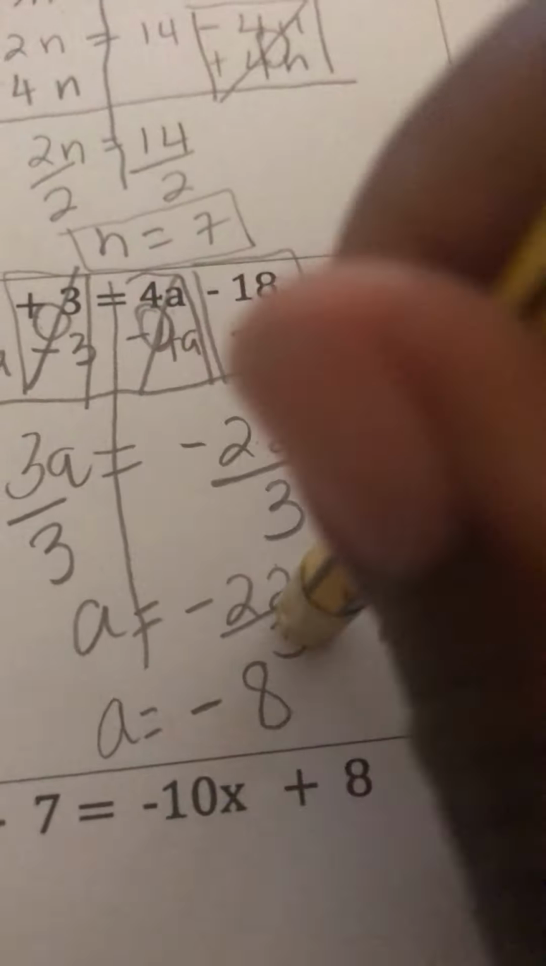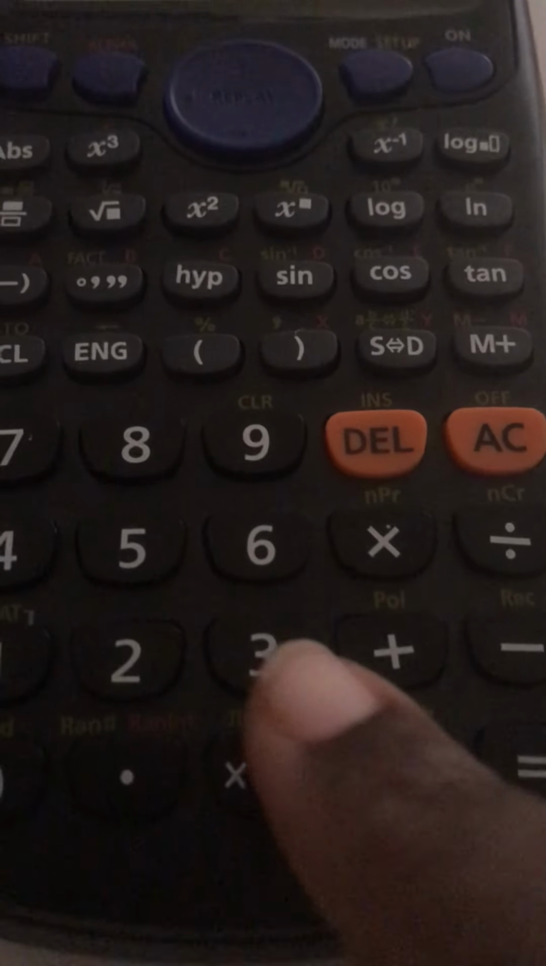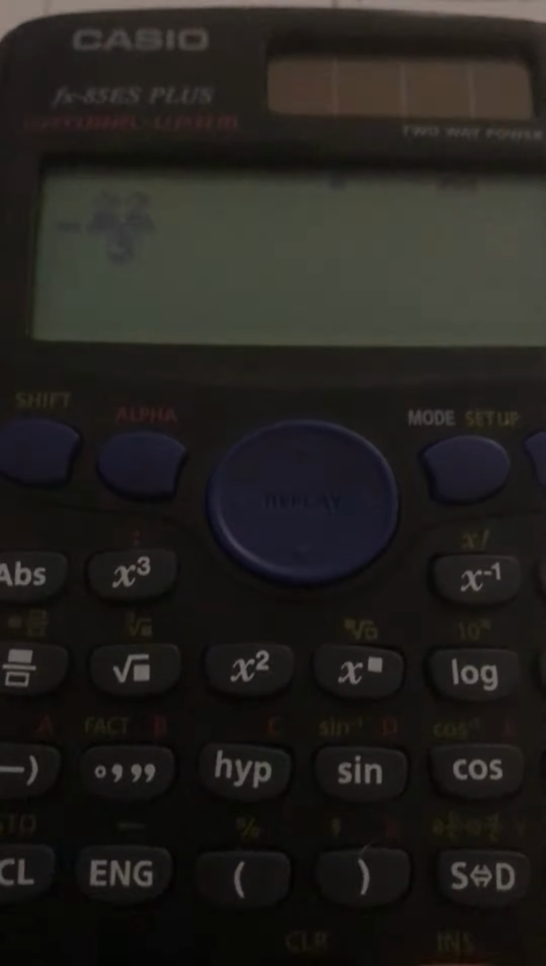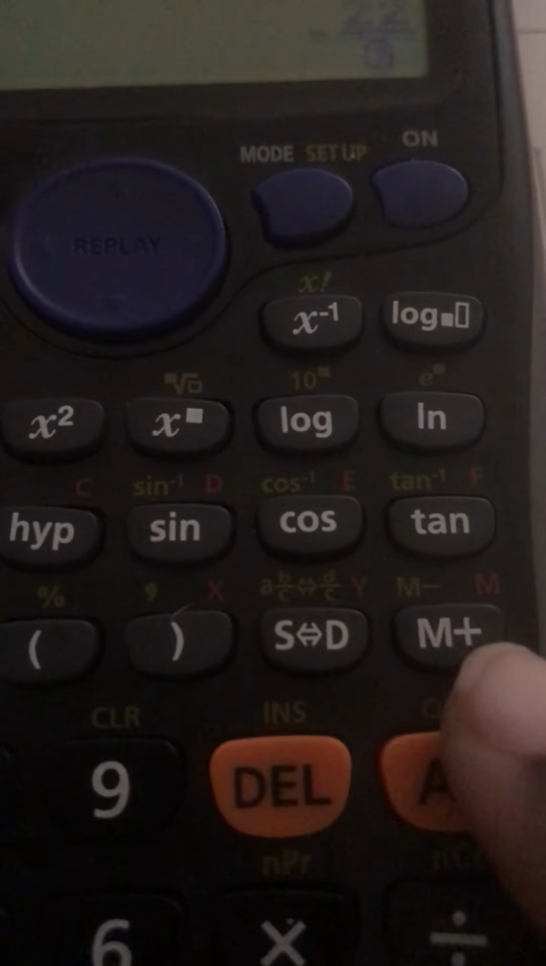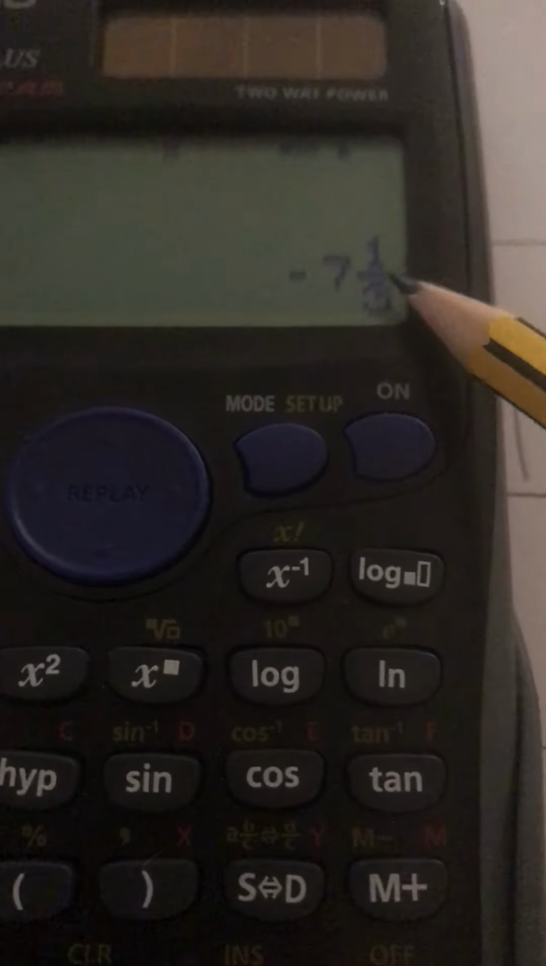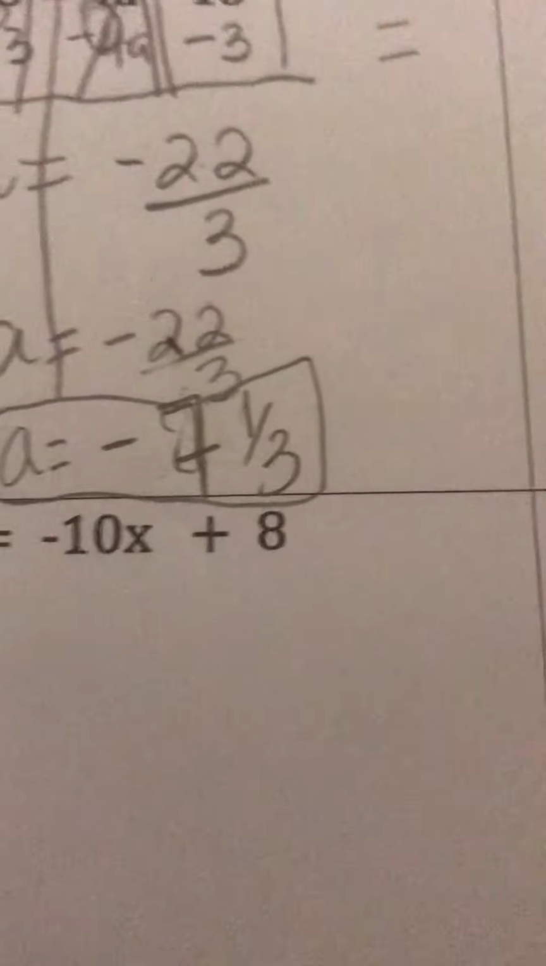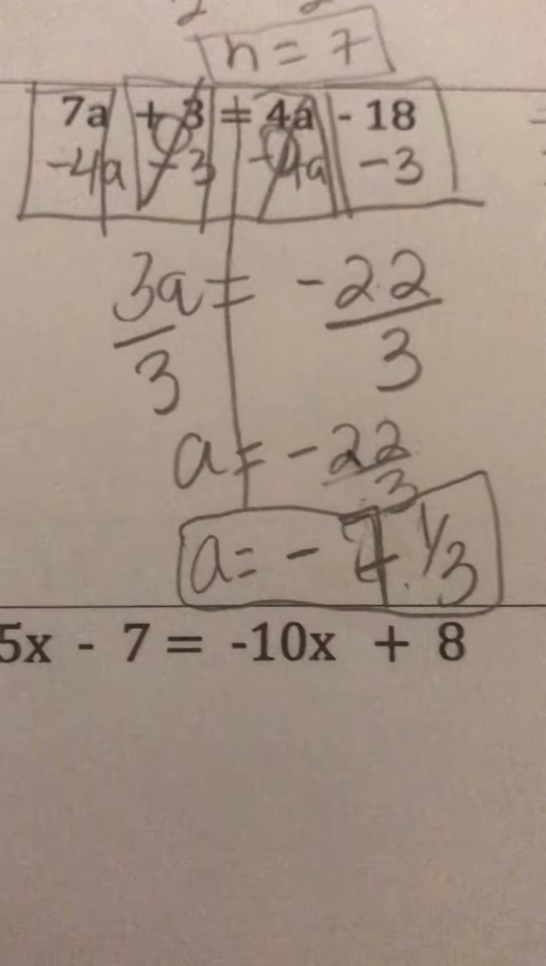And this is my answer. Okay? I don't know where my calculator is. Oh, here. So here you go. So you have negative 22 over 3. So you press equal, and then you press shift, and you press SD. And you see, you get negative 7 and 1 over 3, which is the same thing I got here. Okay? All right, so now you do your check.